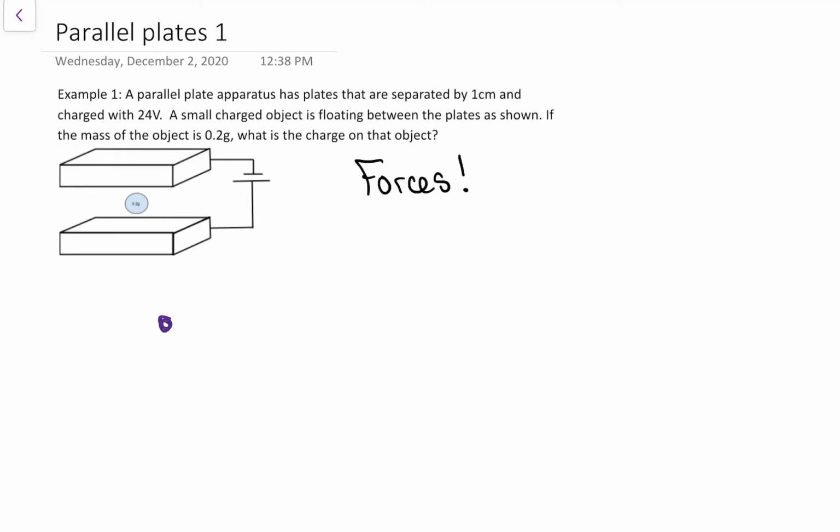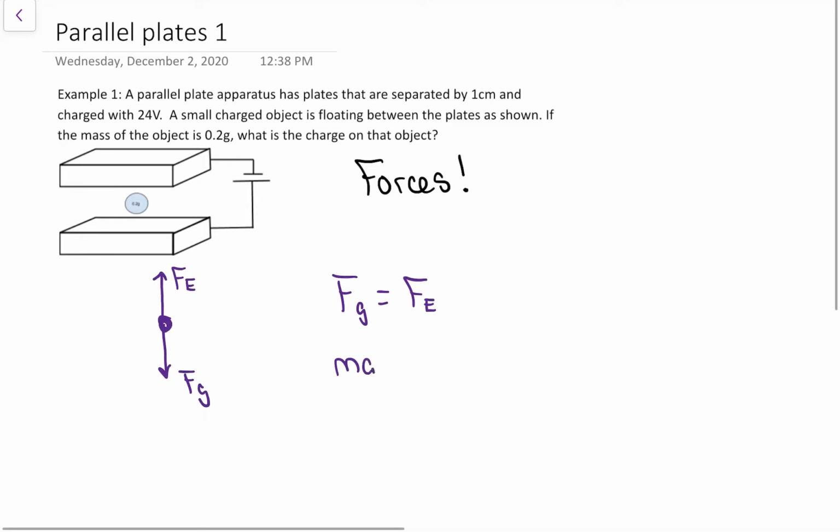Similarly here, if we were to draw a free body diagram, gravity's pulling down that little object. The electric field is creating a force on that charge that's pushing it up. So the electric force is up and gravity is down. If it's just floating, that means those two forces have to be equal. If one of them were bigger, it wouldn't be floating, it'd be accelerating up or down.